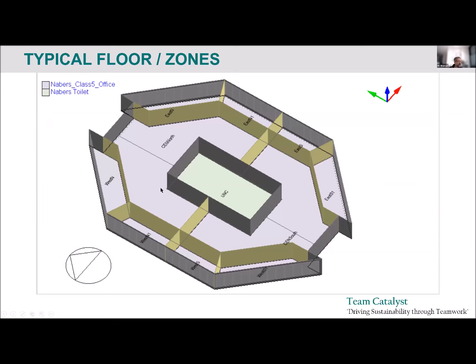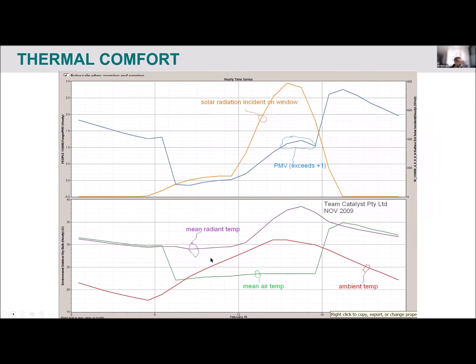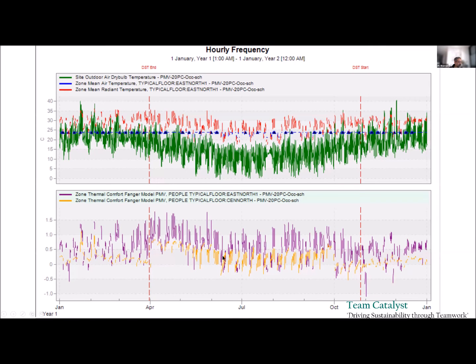It doesn't see the sun directly. That zone manages to keep the predicted mean load within that +1. You can barely ever see it going outside +1. This zone is a perimeter zone that faces east and north. And here you can see the PMV rises above 1 quite a lot.